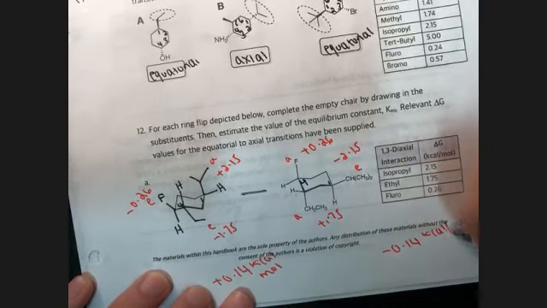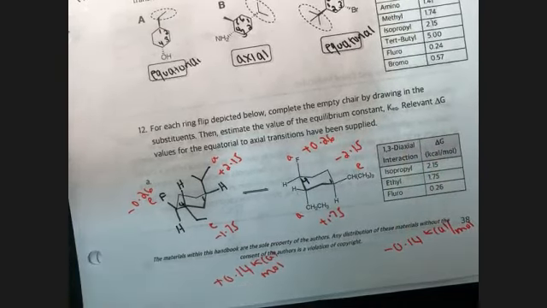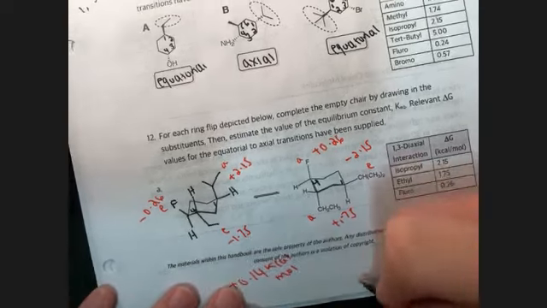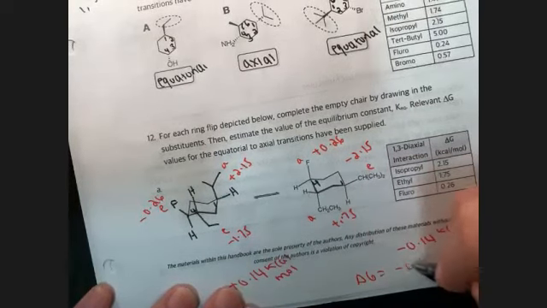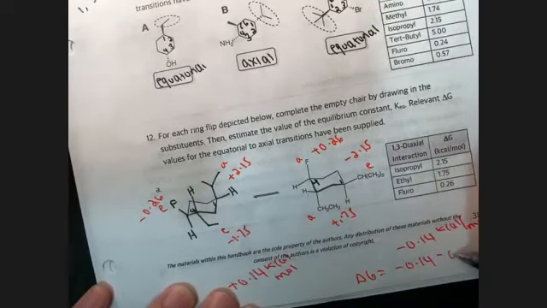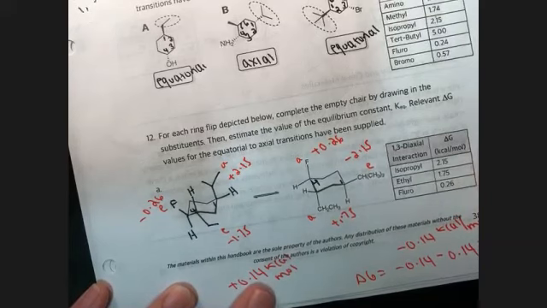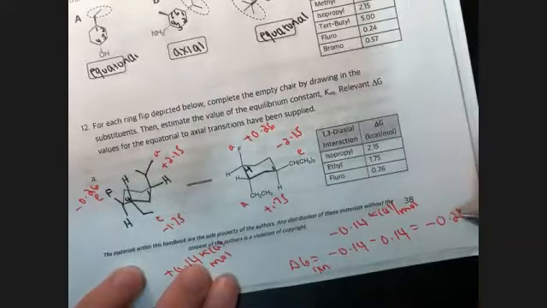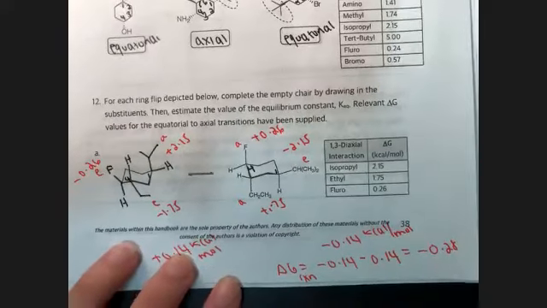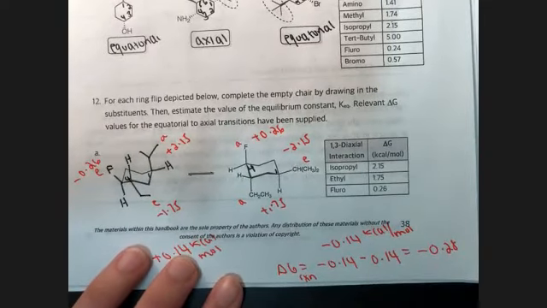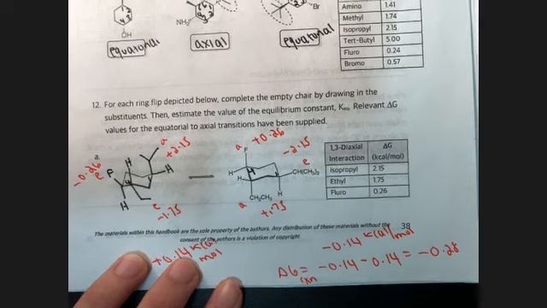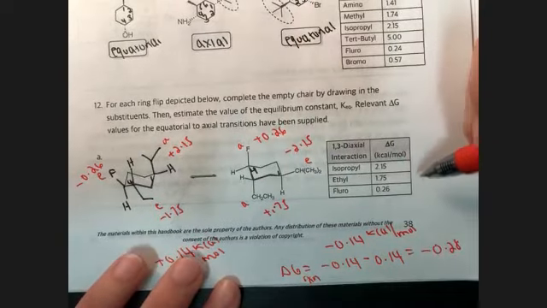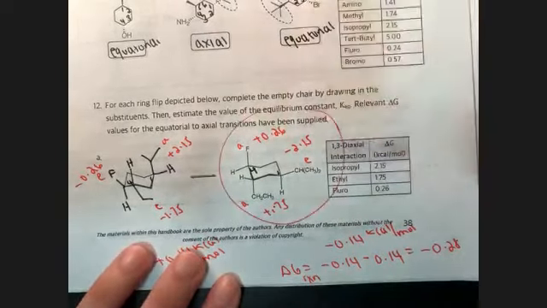Okay, so delta G is always products minus reactants. So we could say delta G equals negative 0.14 minus the 0.14, and then you get negative 0.28. So your delta G of your reaction is negative. That's all we need to care about, is the sign. And we say that the delta G of the reaction is negative, which means it's spontaneous, which means it prefers the products, which means that your equilibrium lies to your right.